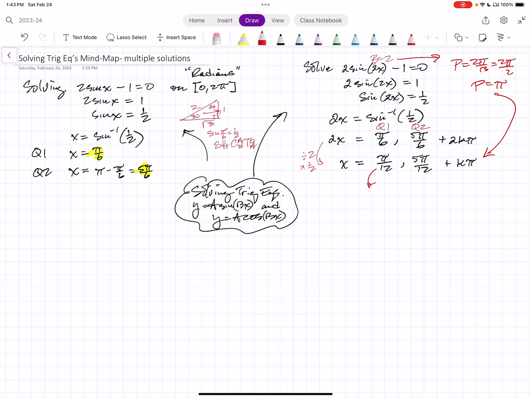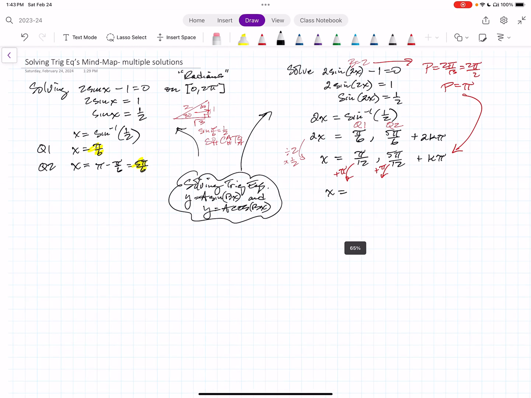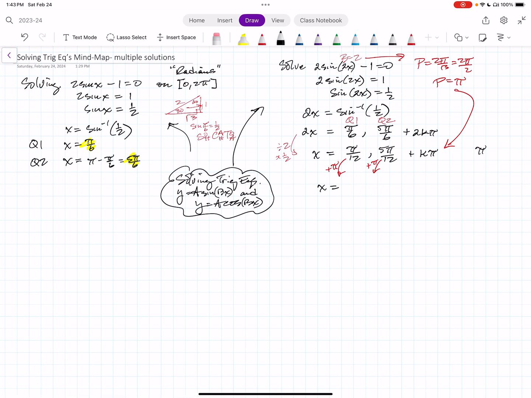So what we want to do is add pi to this solution, and we want to add pi to this solution, and we're going to get the third and fourth solution. So really what we have is pi plus pi/12. And as you guys know, when you add, you're dealing with fractions here. So pi is really 12/12 pi, right? So when you add pi to pi/12, you actually get 13/12 pi. And you add pi to 5/12 pi, you add 12 and 5 is 17, so you get 17/12 pi. So we actually have 4 solutions here, okay?